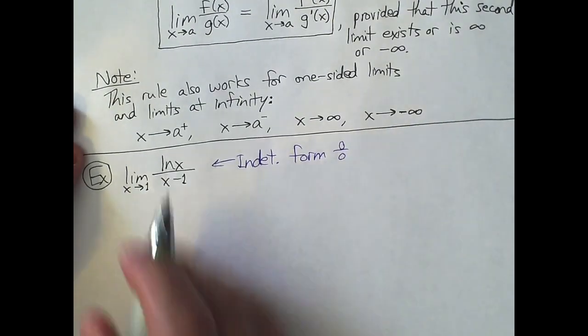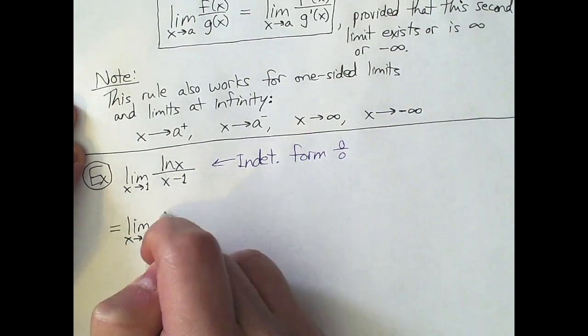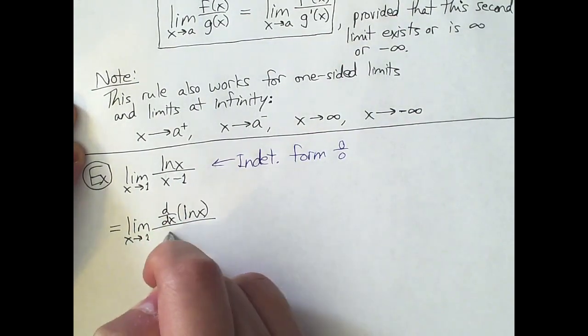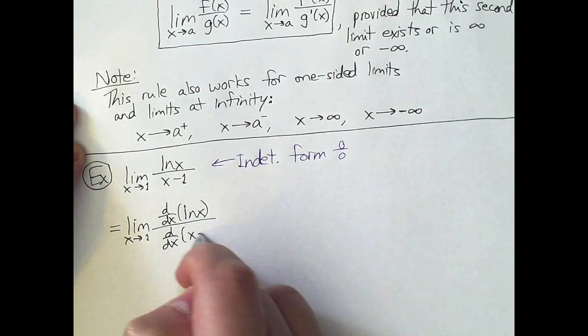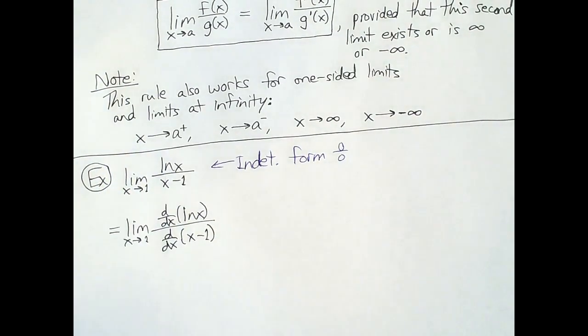So let's use it. It says that this equals the limit as x approaches 1 of the derivative of the top over the derivative of the bottom. Now, when you take derivative of the top, derivative of the bottom, that changes the function. Like ln x over x minus 1 is different from this function now, right? So as functions, they are not equal to each other. But as limits, they are. The limit of this equals the limit of this.